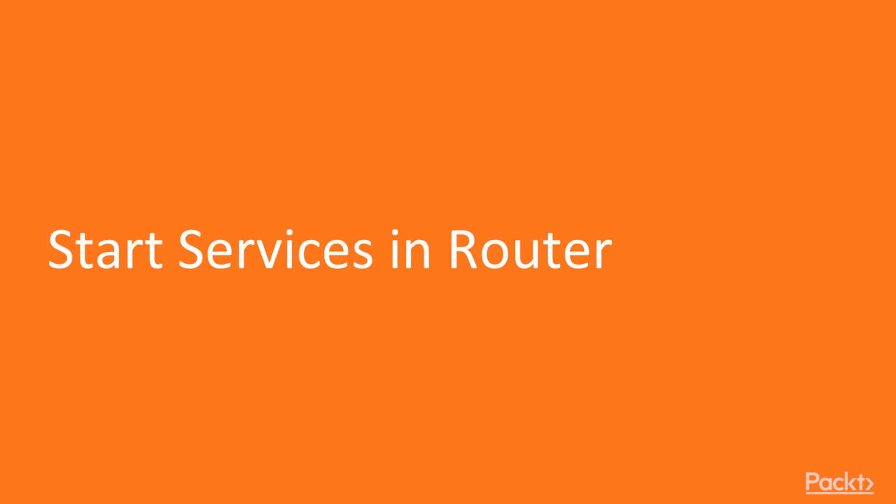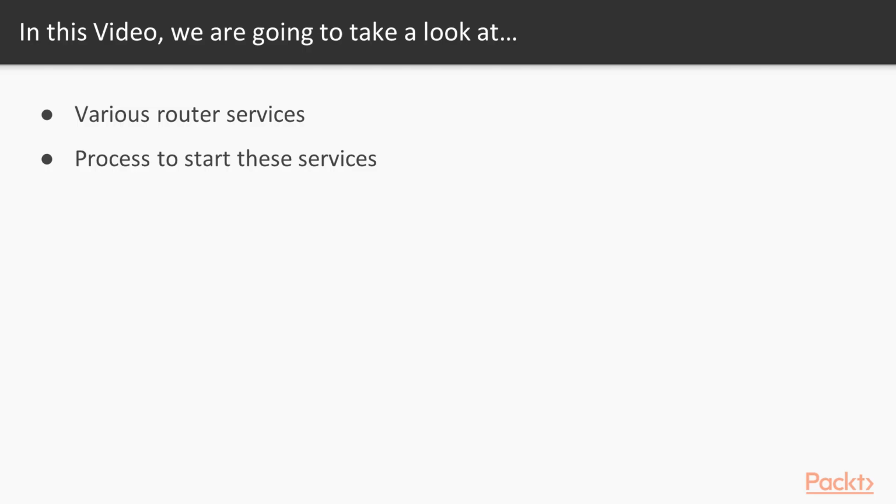Start services in router. In this video we are going to take a look at a couple of points. First of all, we will learn about the various router services and then how you can start these services inside router. So I will also tell you the process. In the previous video we have successfully downloaded and installed VIOS inside a virtual machine, means VMware Workstation, and I will resume from there in this video: how you can start the services, how you can assign the IP address, and how you can connect your VIOS with the Kali Linux operating system. So that we are going to cover here in this video.